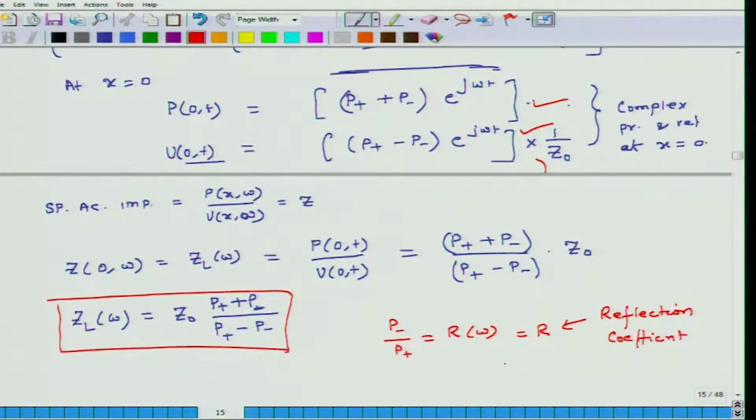Okay. So, I can again use the same expression, that P minus is the same as P plus times R, and put this back here to get a new relation. Again I am omitting omega for brevity: ZL equals Z naught times P plus (1 plus R) divided by P plus (1 minus R), and P plus is also in the denominator. So I can cancel both of these and write a simpler expression: ZL, which is Z at the origin, equals Z naught times (1 plus R) divided by (1 minus R).